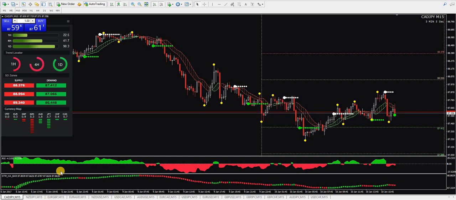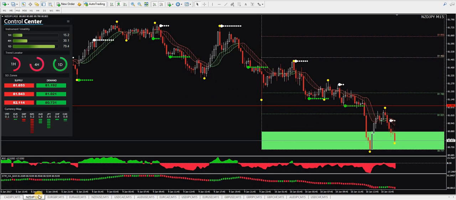Still waiting to get my first setup here, but haven't had an opportunity. We're already at 18 minutes here. Let me go ahead and pause it, and I'll come back if we get an opportunity.